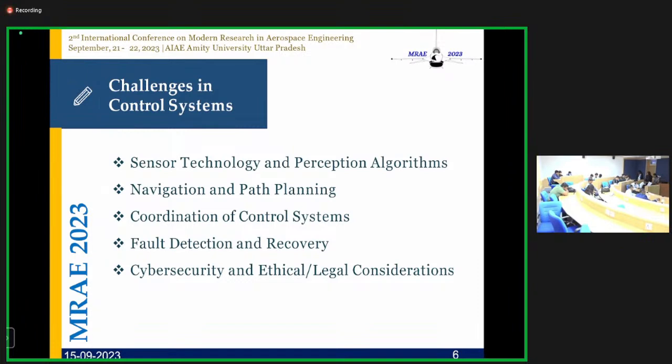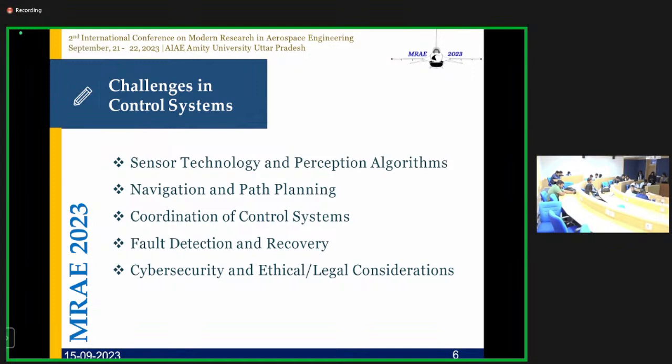Second point is navigation and path planning. Navigation and path planning are challenging due to uncertain environments. Like I have already mentioned, the scenario where we are flying our drones through a forest. So the need for real-time decision making is a must.